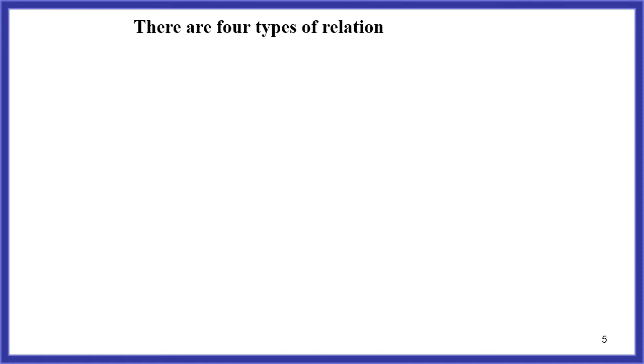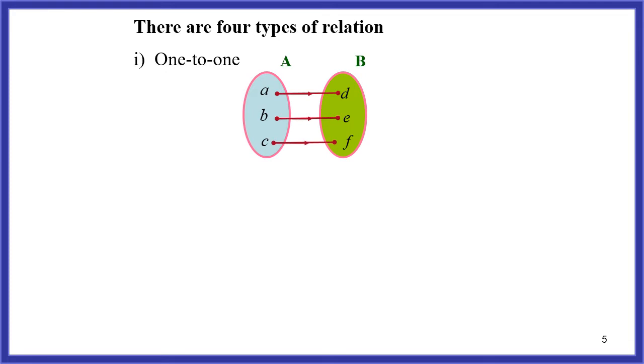There are 4 types of relation. One-to-one means that every value in the domain A will have a partner in B. Only one partner, A to D only. So A relates to D only. One element to one element. One element maps to one element.